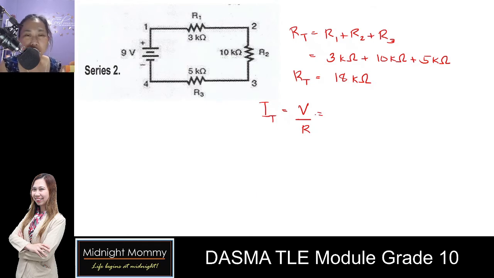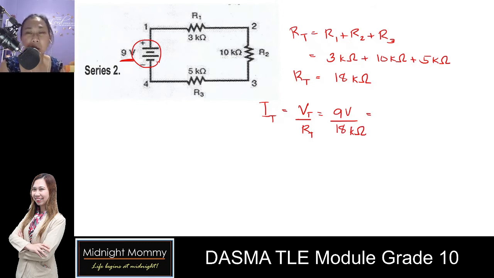Okay, so lagyan na lang natin ng T, para ibig sabihin yan total. Okay, so ang voltage natin, again, titingin kayo rito sa symbol na to kasi yan ibig sabihin yan is the source, electrical source. So meron tayong 9 volts divided by total resistance natin na 18 kilo ohms. Okay, so naka-kilo ohms po siya.